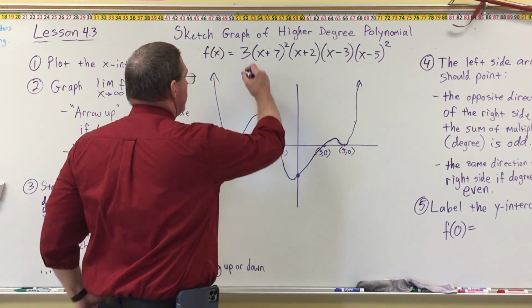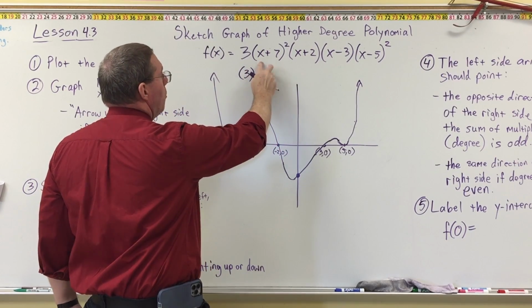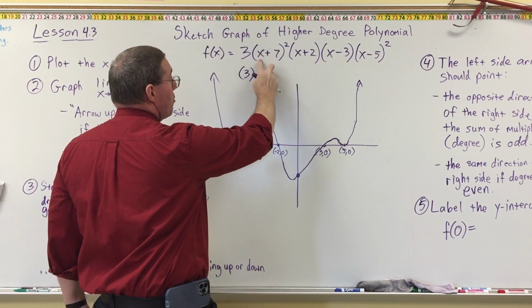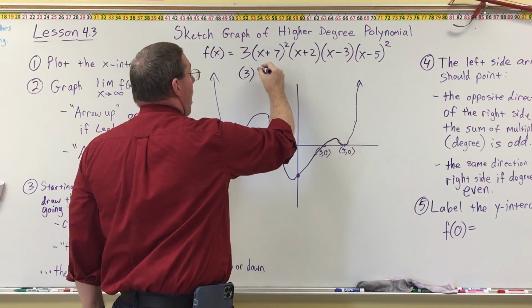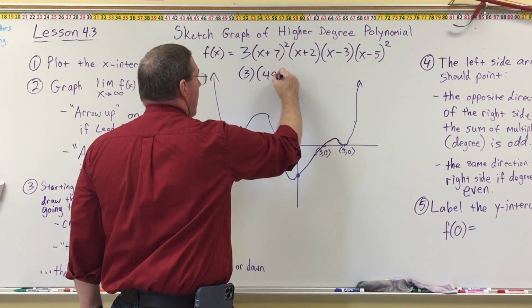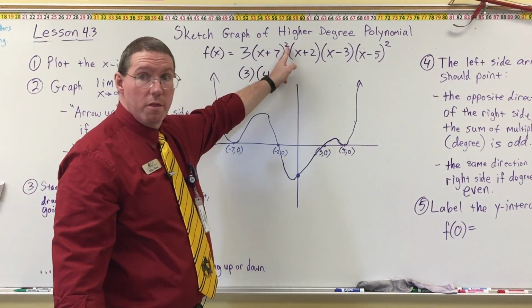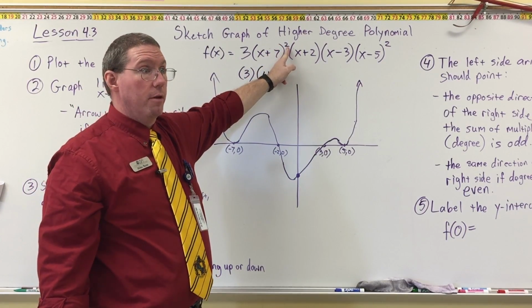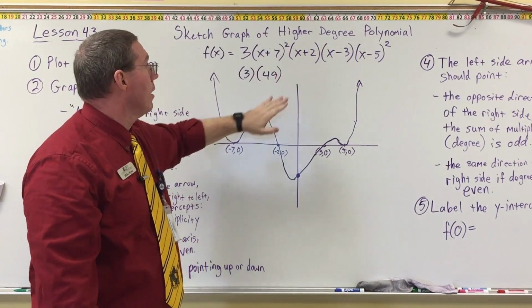Start with the lead coefficient. So we're going to do 3 times. If I put a 0 here, what do I get? 49, because 0 plus 7 is 7, squared is 49. Did you guys understand that? Are we good? So you have to do these powers in order to get the y-intercept. So we've got 0 plus 7 squared, which is 49.